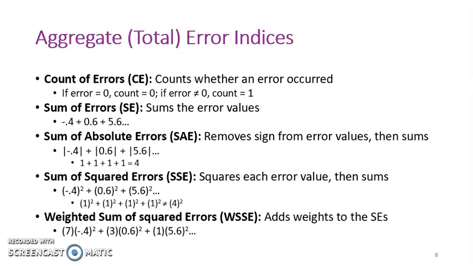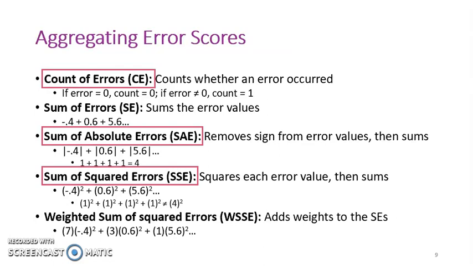The sum of squared errors is the most commonly used aggregate error index. And then finally, we can add weights to the squared errors if for some reason we think that certain observations should contribute more to the summary error. The most commonly used aggregate error indices are the count of errors, the sum of absolute errors, and the sum of squared errors. And these are the ones that we'll focus on for the duration of the lecture.